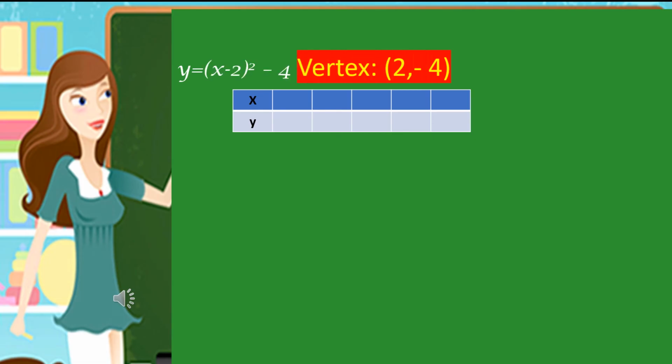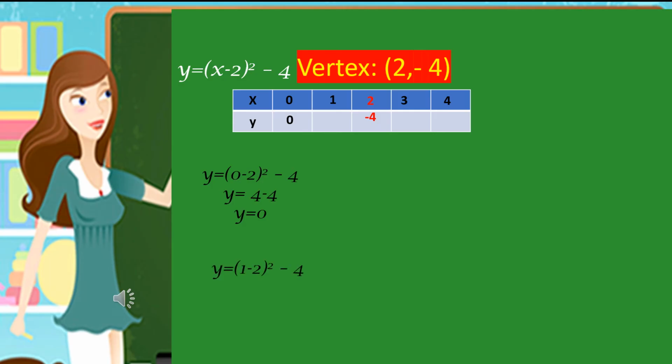Next, using the vertex (2, negative 4), write it on the table of values, then write also the values of x on the left of 2, which are 1 and 0, and on the right side of 2 we have 3 and 4. Then, using the value of x as 0 substituted into the function, we have y is equal to 0 minus 2 quantity squared minus 4. Simplify, we have y is equal to 4 minus 4, then y is 0.